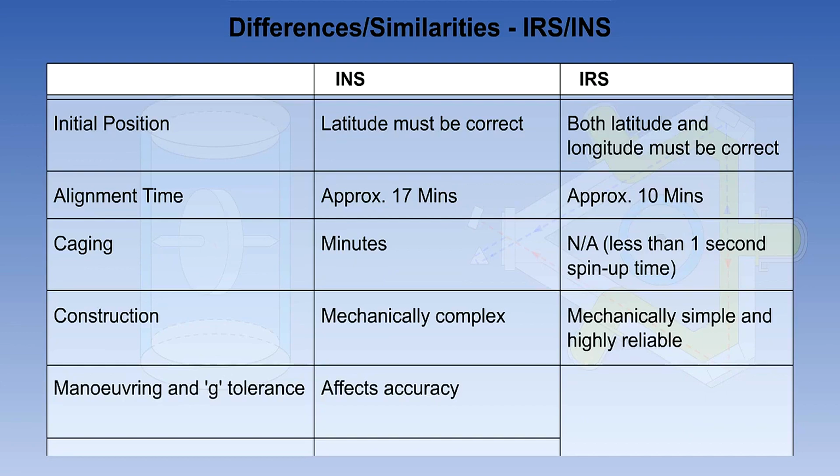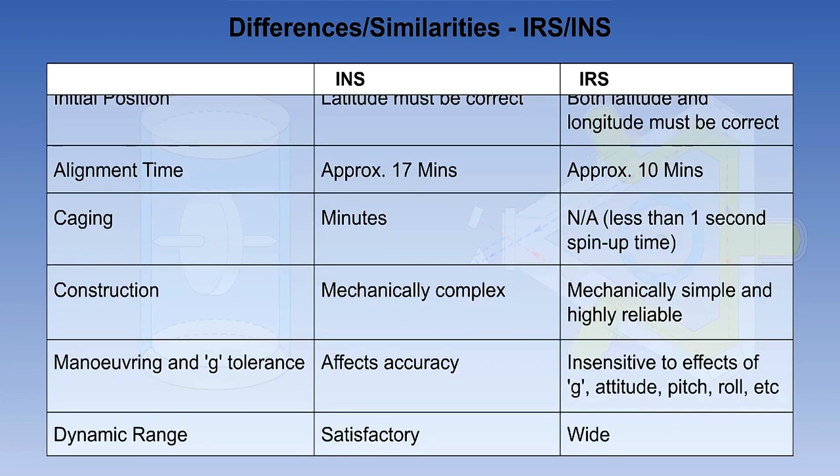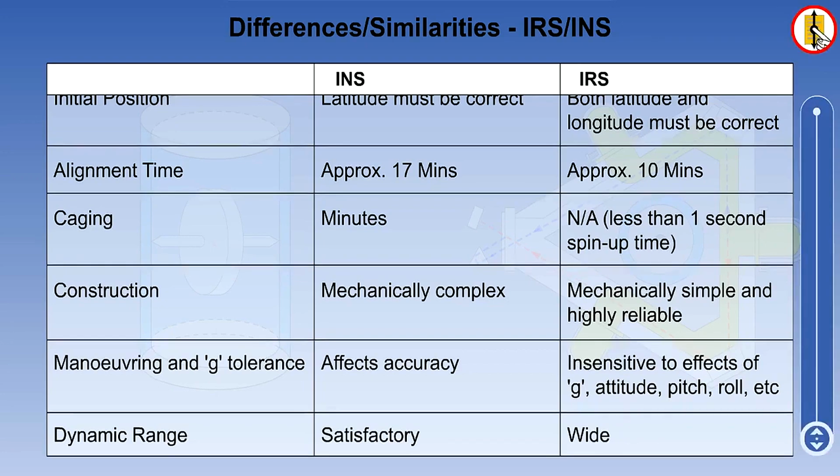Tuned rotor gyros have mass and experience gimbal friction. Consequently, they are sensitive to aircraft maneuvers and G-forces. Maneuvering and G have little or no effect on the accuracy of ring laser gyros. Dynamic range means that the system is sensitive and accurate when dealing with both small and large accelerations. The IRS sensors perform better at both ends of the scale.